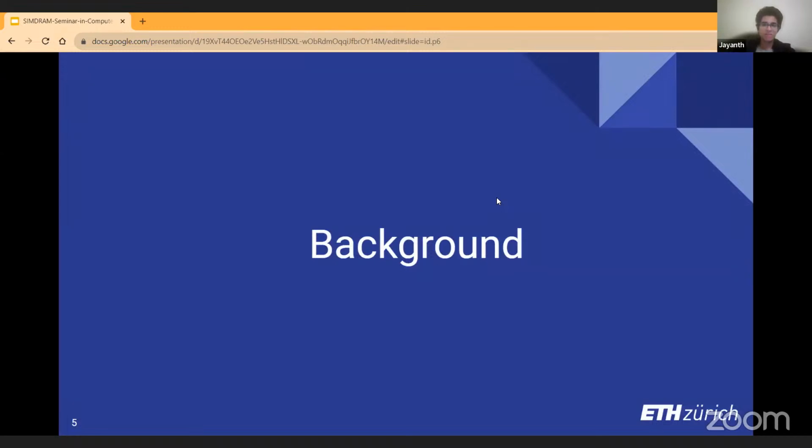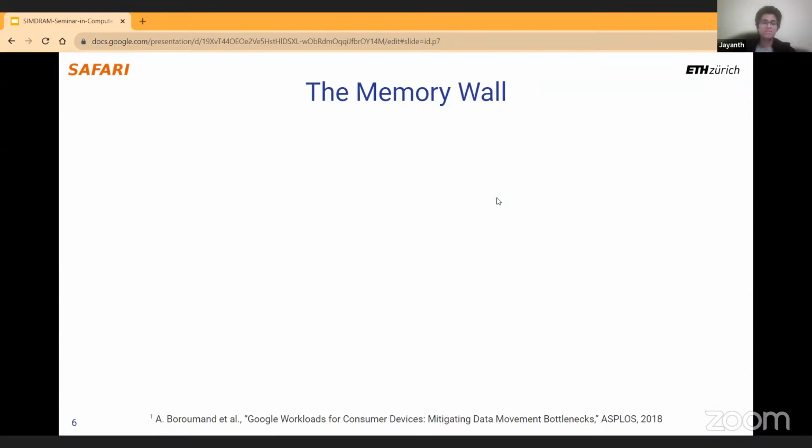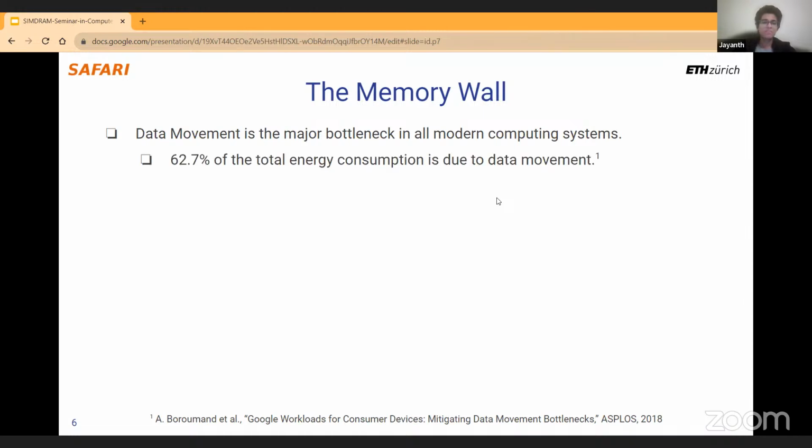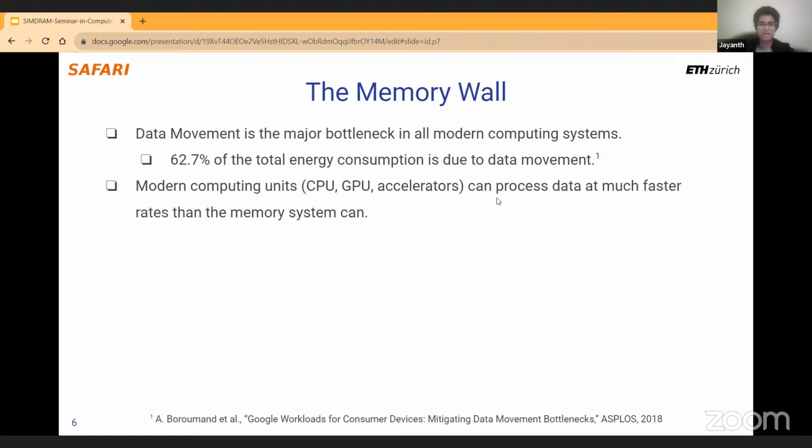Coming to the much needed background to understand the key concepts of SIMDRAM. Why do we even need SIMDRAM in the first place? As you might already know, it is due to the notorious memory wall problem. Data movement is still the biggest bottleneck in all modern computing systems, and more than 60% of systems' total energy consumption is from having to move large amounts of data from the memory to the processor, and vice versa. And the computing units that are designed now, the CPU cores, GPUs, and accelerators.